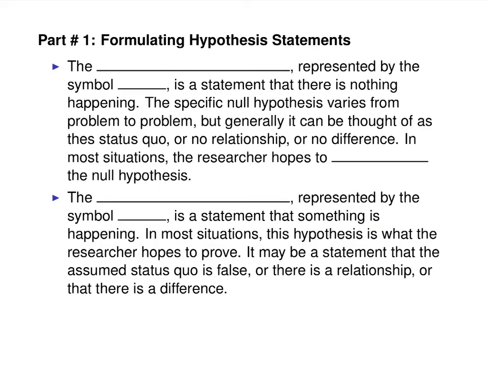So the first thing you have to know how to do is make the null hypothesis. We did this a little bit back in chapter 4 with chi-squared stuff. The null hypothesis, which is represented by the symbol H with the subscript of 0, is a statement that there is nothing happening. The specific null hypothesis will vary from problem to problem, but it can be thought of as the status quo, or no relationship or no difference. In most situations, the researcher hopes to disprove or reject the null hypothesis.